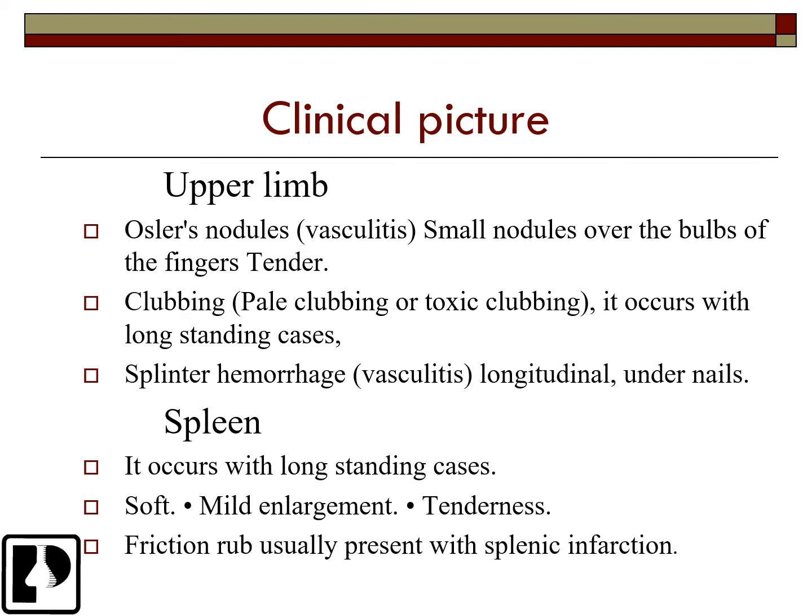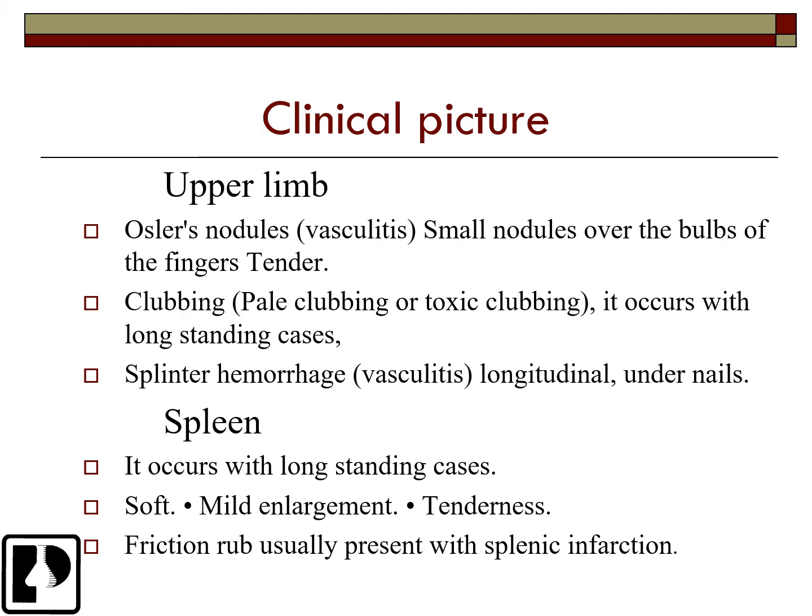In the upper limb, Osler nodes are a vasculitis: small nodules over the pulp of the finger, and they are usually tender. Clubbing can be pale clubbing or toxic clubbing. Pale clubbing occurs due to hypoxia if we have a heart affection, and toxic clubbing occurs due to infection or bacteria. It occurs in long-standing cases.